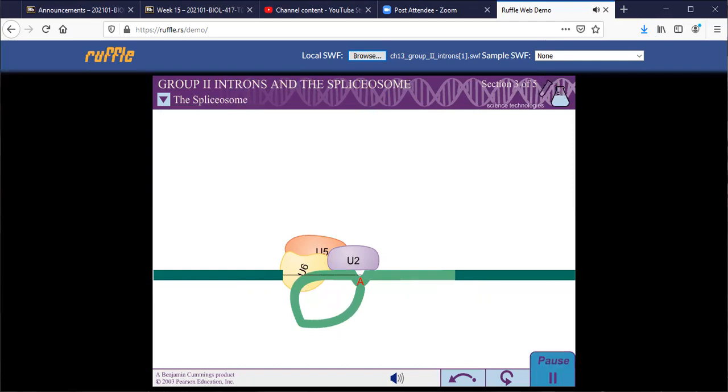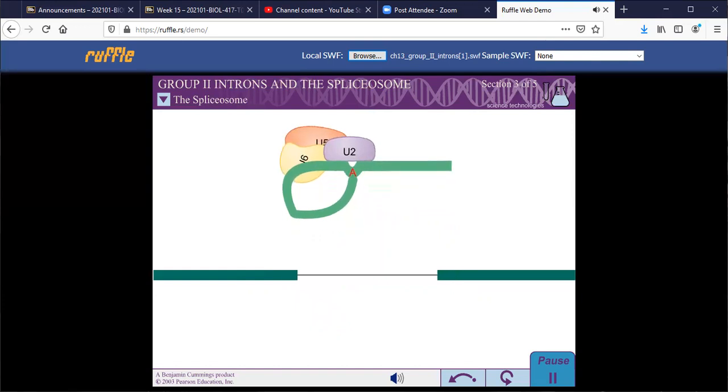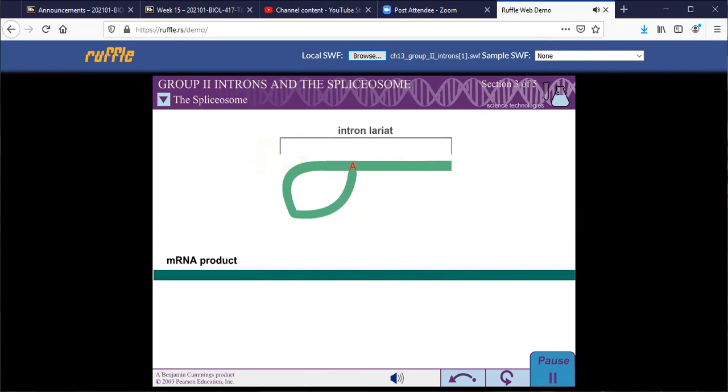U5 helps bring the 5' and 3' splice sites together, facilitating the second transesterification reaction. The spliceosome then releases the mRNA product and the intron lariat. Note, in reality, the 5' and 3' splice sites are much closer together for this reaction.